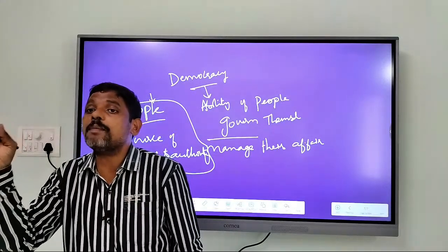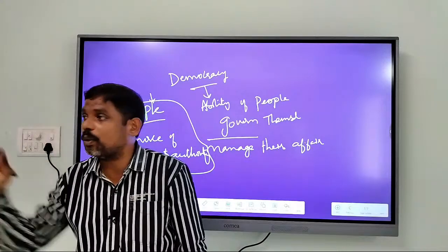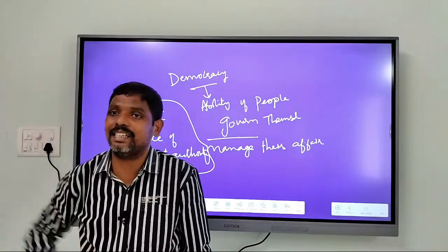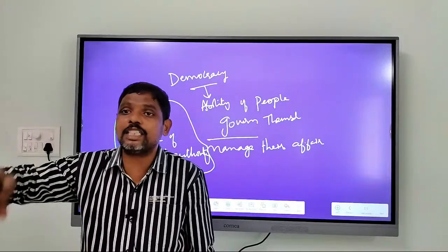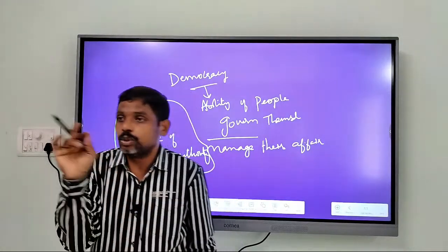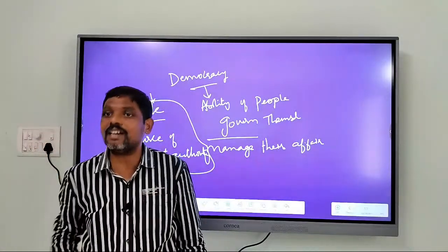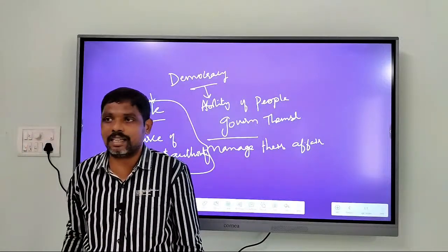So all the people can participate only when there is equality. Without equality, it is not possible for all the people to participate in the political decision making process. That is the reason why I said that social democracy is a precondition for political democracy. Equality is a precondition for political democracy.